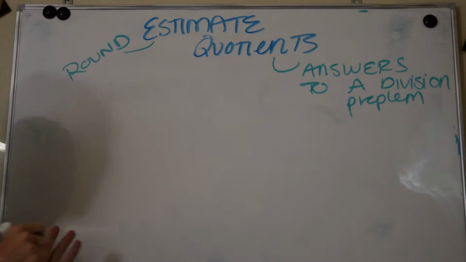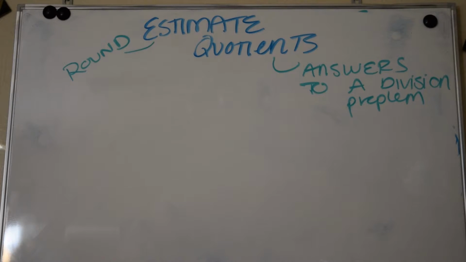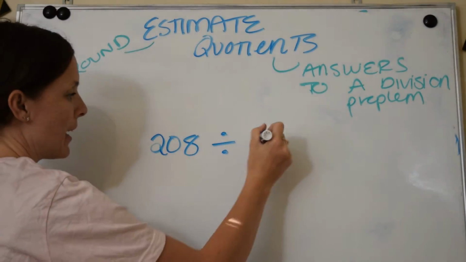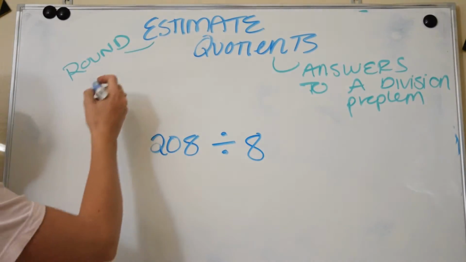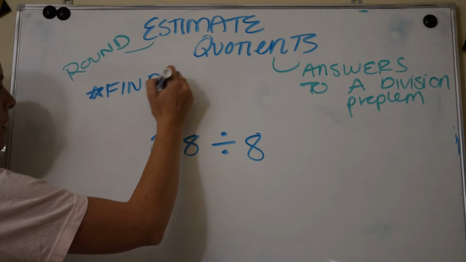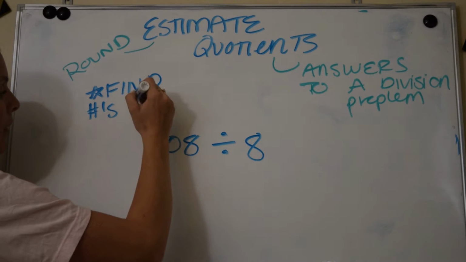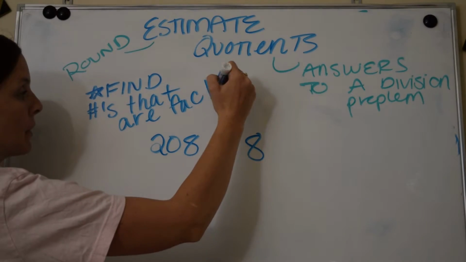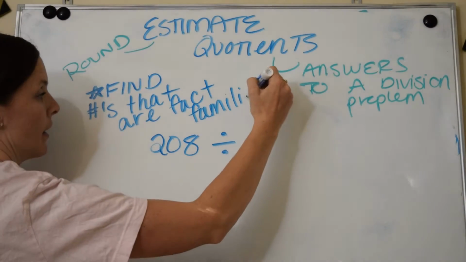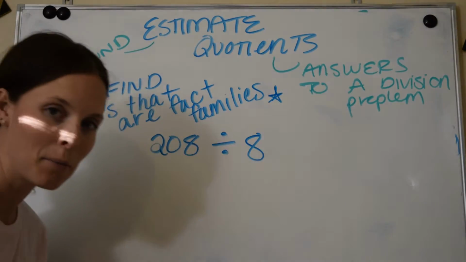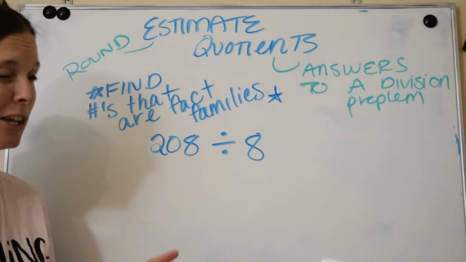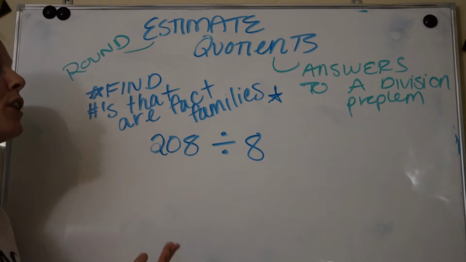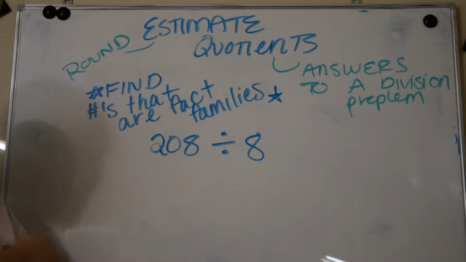So let's say we had the following problem. What if we had 208 divided by 8? So your goal is to find numbers that are fact families. Because if you can find a fact family, it'll go in evenly. You don't want to work with random numbers. First of all, you need to round properly, and you want to round to a fact family. So that means you might round up, you might round down.